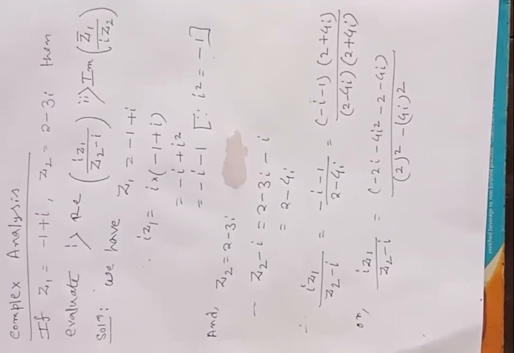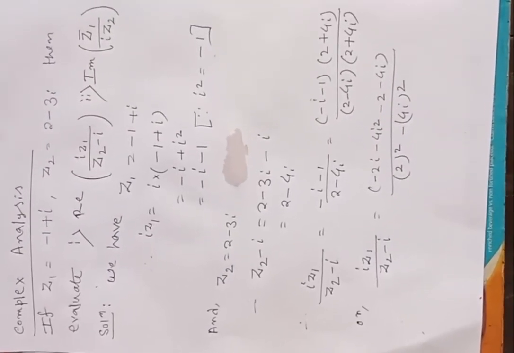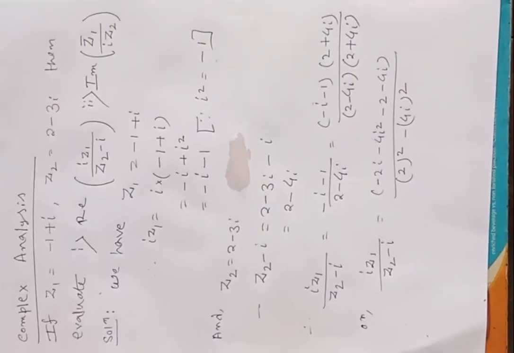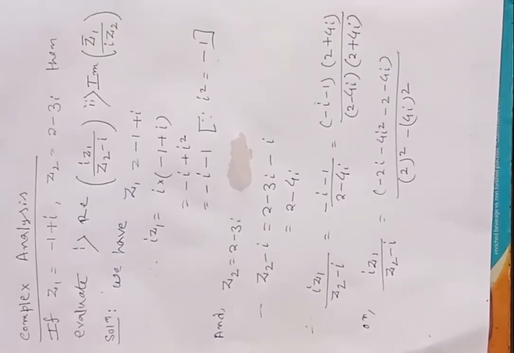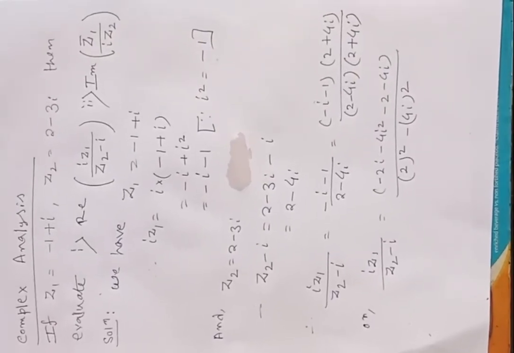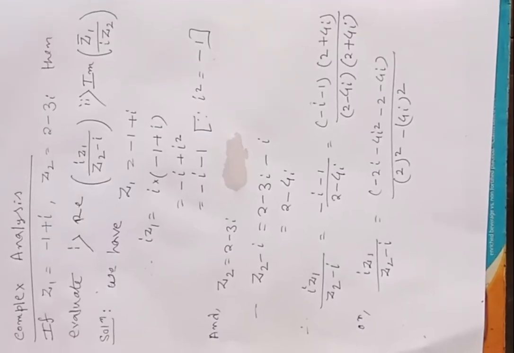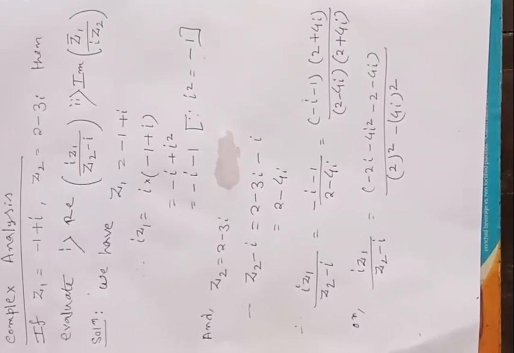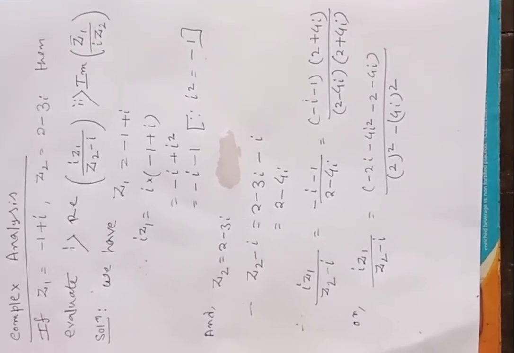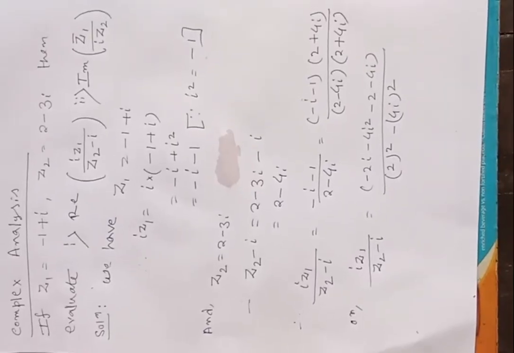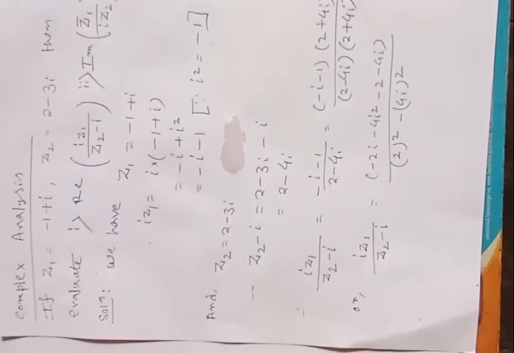The problem is: if Z1 equal to minus 1 plus i and Z2 equal to 2 minus 3i, then evaluate the real part of iZ1 divided by Z2 minus i, and the imaginary part of Z1 bar divided by iZ2. So let's see the solution.